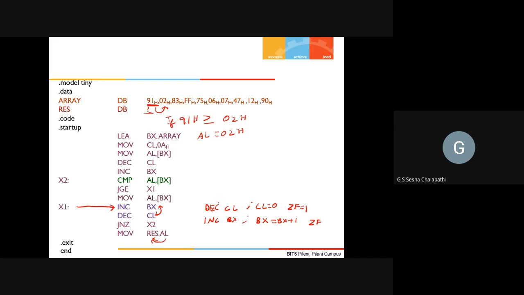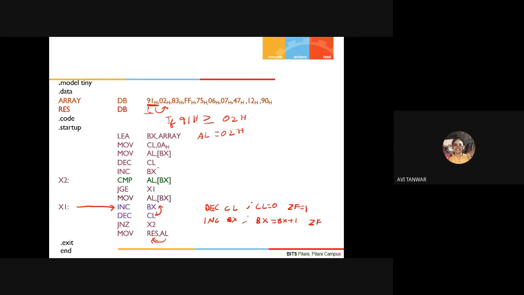So that is why this order is very important, right? Sir, in the beginning, before x2 starts, there also decrement CL and increment BX should be like this only? No, there we can discuss it; there you can interchange. That's not an issue. There it is not an issue.